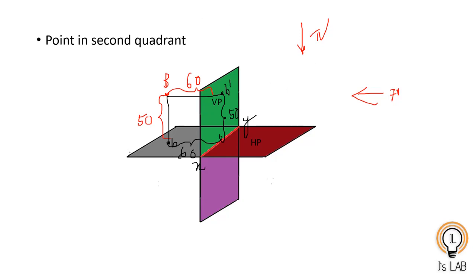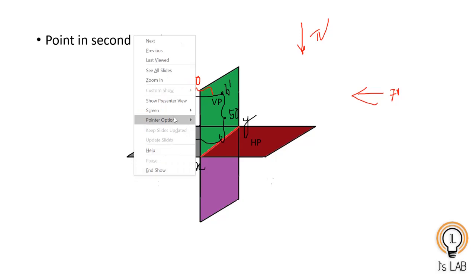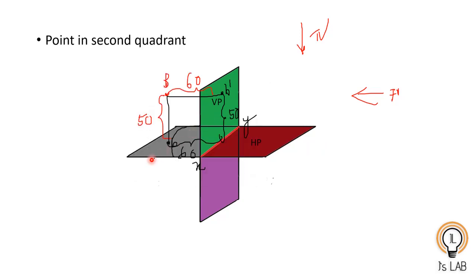Next, rotate HP 90 degrees clockwise. Rotate this one 90 degrees clockwise. Rotate HP, that is a different color. This part rotates 90 degrees clockwise. So what happens is the gray area will become a part of this green area. It will look like you have B and B dash on the same line.